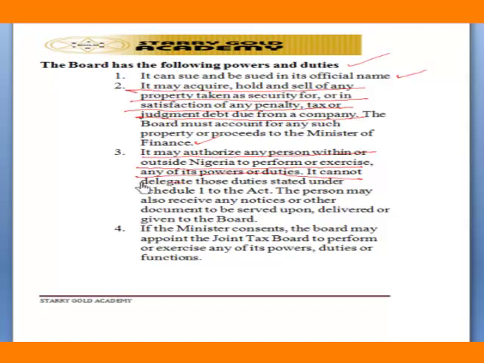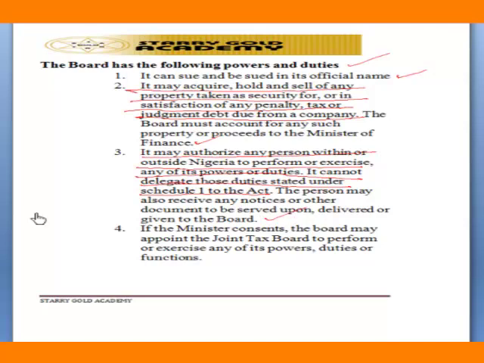It cannot delegate those duties stated under Schedule 1 to the Act. The person may also receive any notice or document to be served upon, delivered, or given to the board. So what we are saying here is that the board has the power to authorize any person, whether inside the country or outside the country, to carry out its power. That is where they can't be there physically. They can authorize somebody to carry out, they can commission somebody to carry out their function on their behalf.